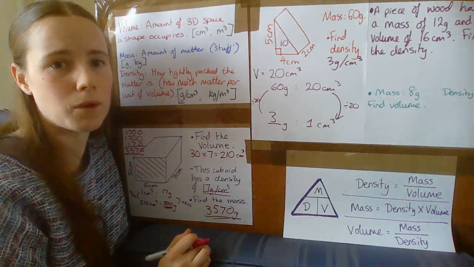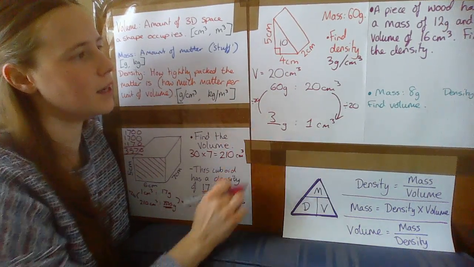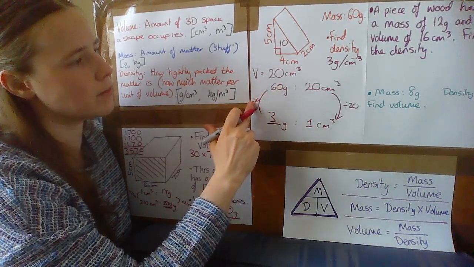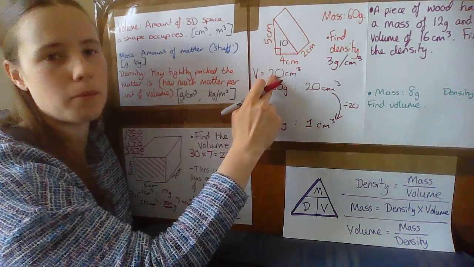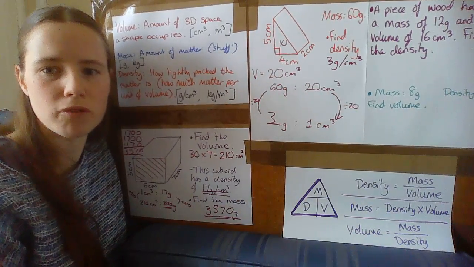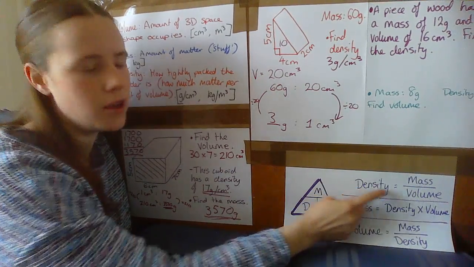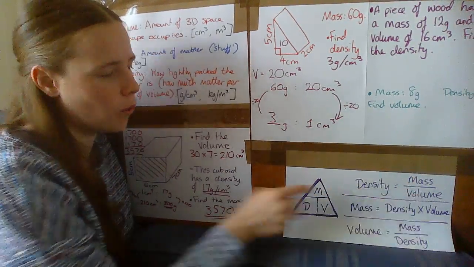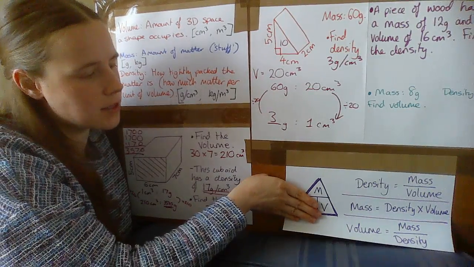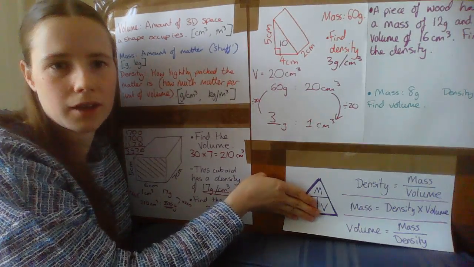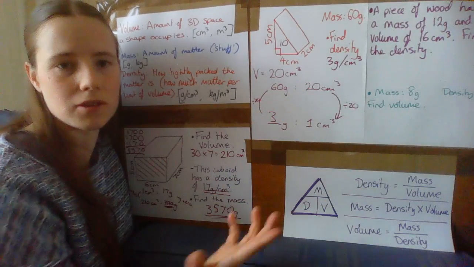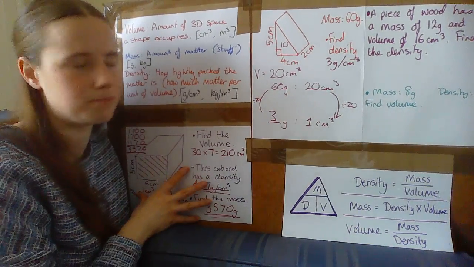Now you'll notice that what we've done here to get that answer of 3 is we've done 60 divided by 20, or mass divided by volume. If you're somebody who prefers to think of it as a formula or as a triangle, if you want density, you can do mass divided by volume, or if you use the triangle, if you cover density up, you can see it's mass over volume, okay? So whichever of those 3 methods works best for you, it's absolutely fine.